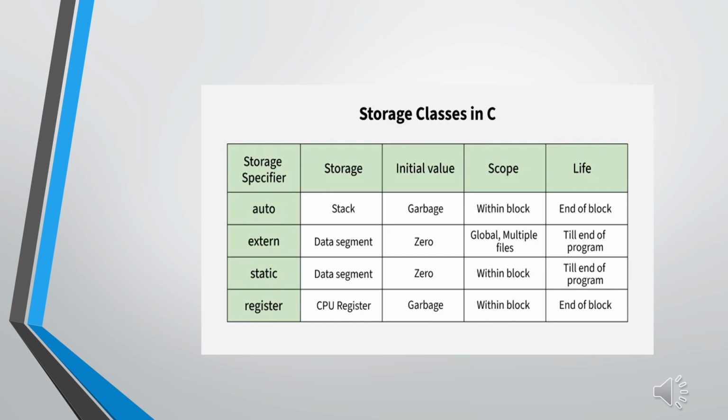Here is the comparison of the storage classes. The storage for the specifiers auto, extern and static is main memory. The register is only in CPU memory. And the initial value is garbage for auto, 0 for extern, 0 for static, and garbage for register.